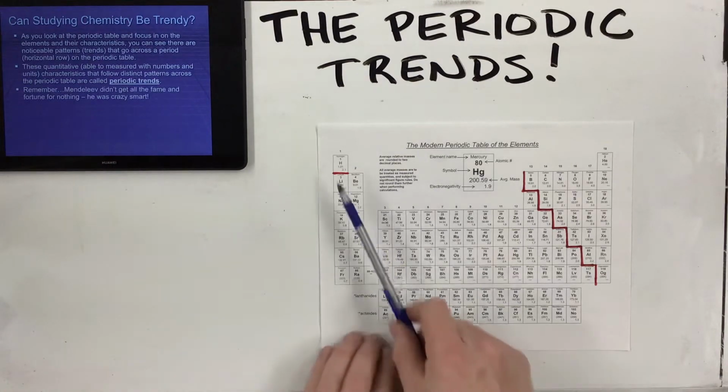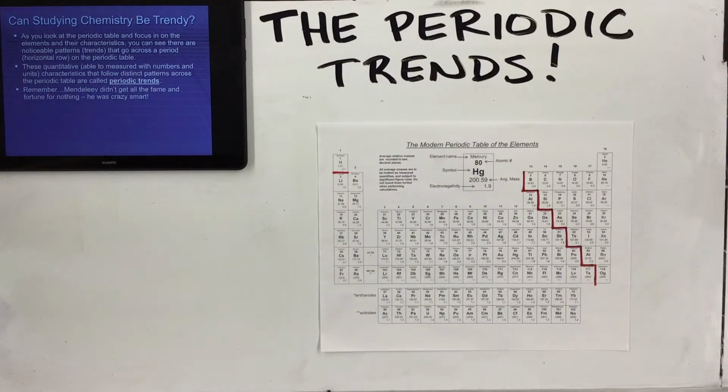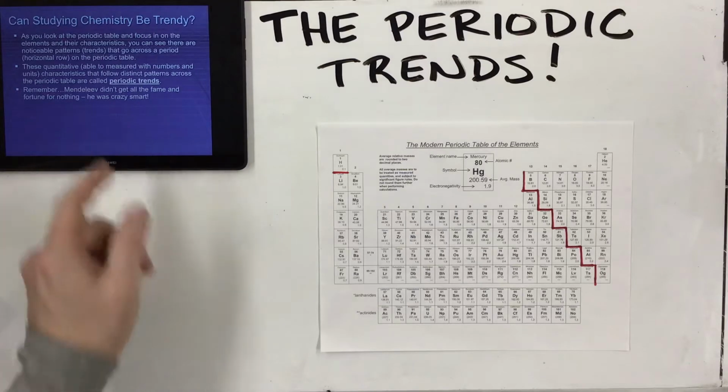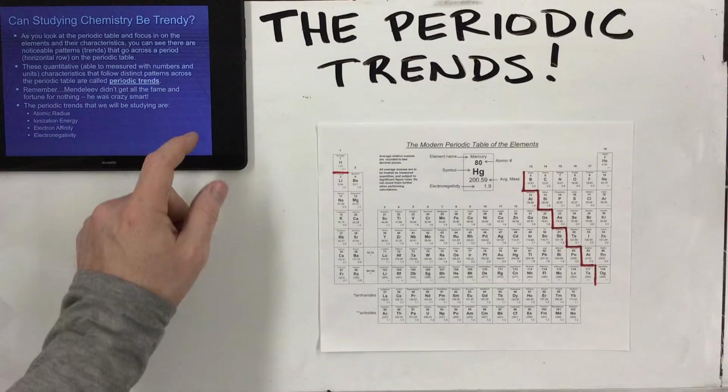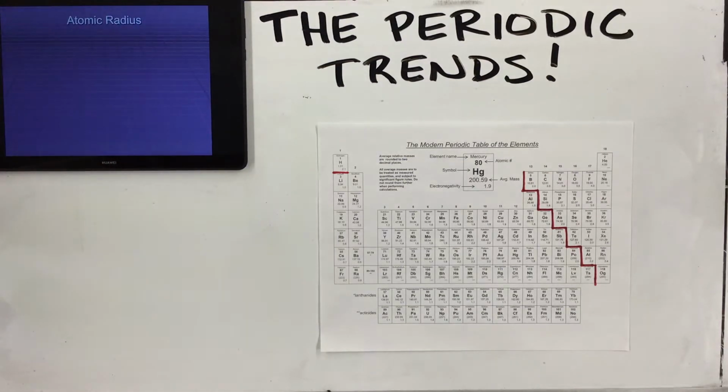So this table, the crazy shape that it is, Mendeleev brought that forth, and it actually displays our periodic trends perfectly for us. The ones that we're going to be describing in class today are atomic radius, ionization energy, electron affinity, and electronegativity. Let's start with atomic radius.